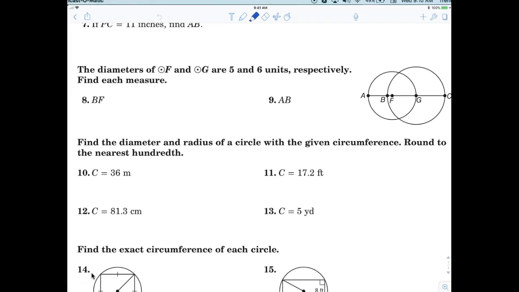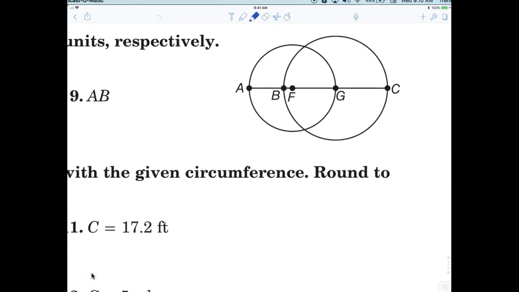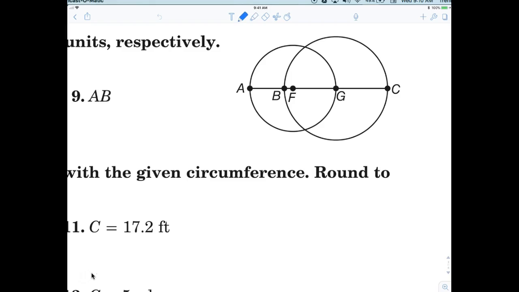Right, so it says the diameter of F and G are 5 and 6, right? So if I'm looking at this right off the bat, the diameter of F is 5. So if I were you, I would put a 2.5 right here. You agree with that? Now, if you want, you can say from here to here is how much? You agree with that? And then that's 3 also. You agree with that? Do you see that or not?